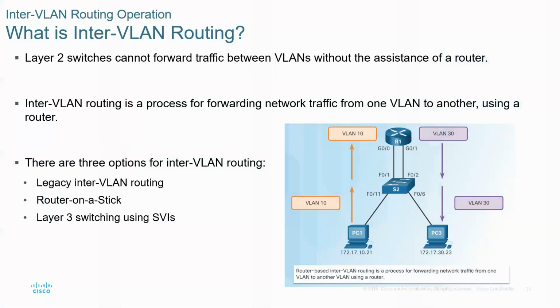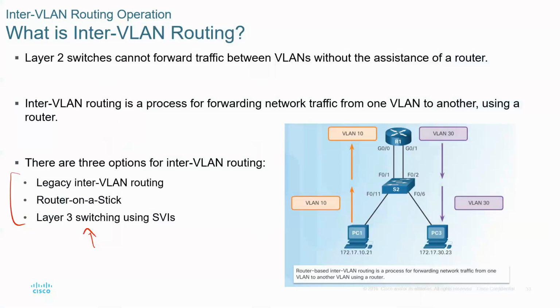And there have been several solutions over the years. Typically, you have three solutions. One is called legacy inter-VLAN routing. One is called router on a stick, which is the one that is commonly used. And one is called layer 3 switching.